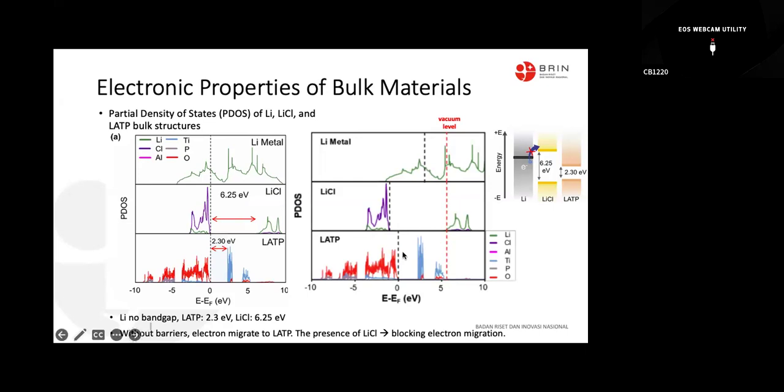When we align the vacuum levels of these materials, we can predict the direction of electron flow. Lithium's Fermi level lies above the conduction band minimum of LATP, suggesting that without a barrier, electrons will flow naturally and migrate to LATP. However, lithium chloride's conduction band lies above that of LATP, making it an effective blocking layer for electron migration.